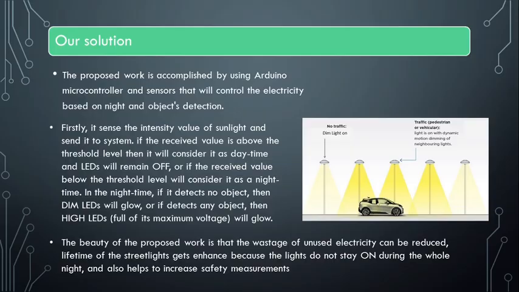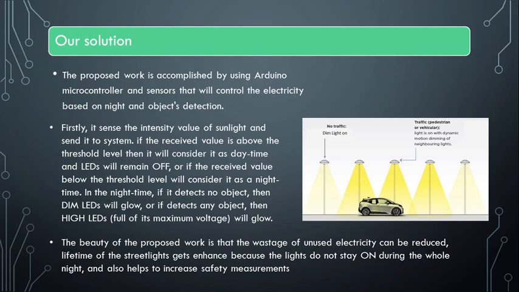Our project is regarding the automation of smart street light. In this case, we have proposed a work that is accomplished by using an Arduino microcontroller and sensor that will control the electricity based on the night and object detection.